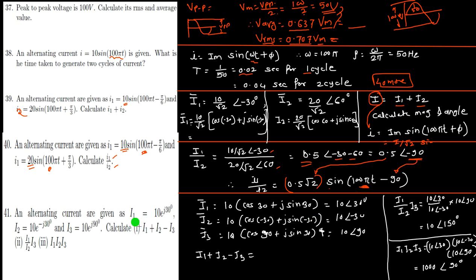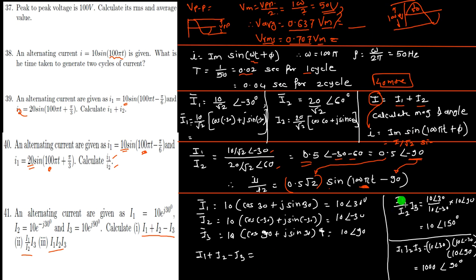Similarly, here three currents are given, and we want to calculate I1 plus I2 minus I3, I1 I2 I3, I1 I3 divided by I2, and I1 I2 into I3. So convert all these quantities into rectangular and polar. Polar form is already given, and rectangular. So to calculate I1 plus I2 plus I3, these rectangular quantities must be added, and then the result converted into polar form.